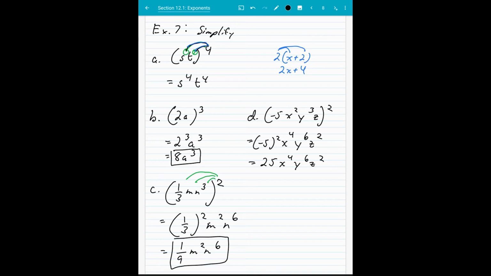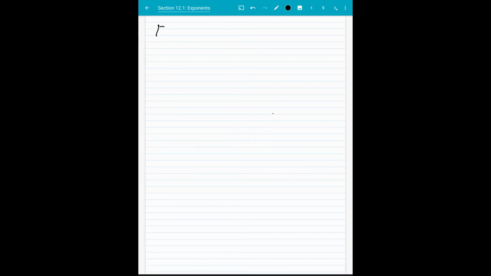A lot of rules going on here. So let's go ahead and learn another rule. This is example 8. It's called the quotient rule. So with the quotient rule, we're going to deal with exponents that are dividing.